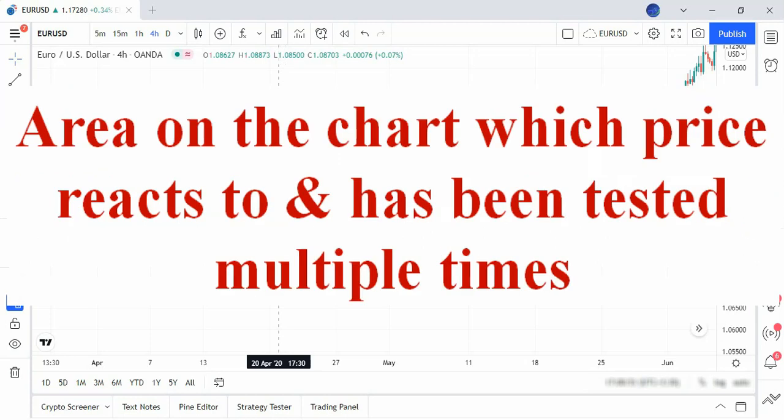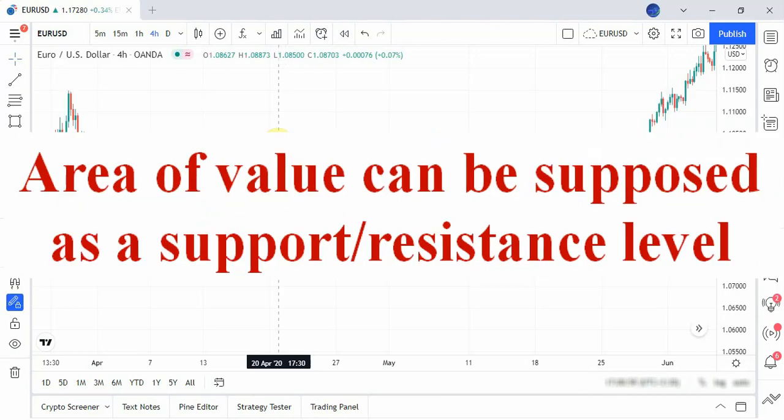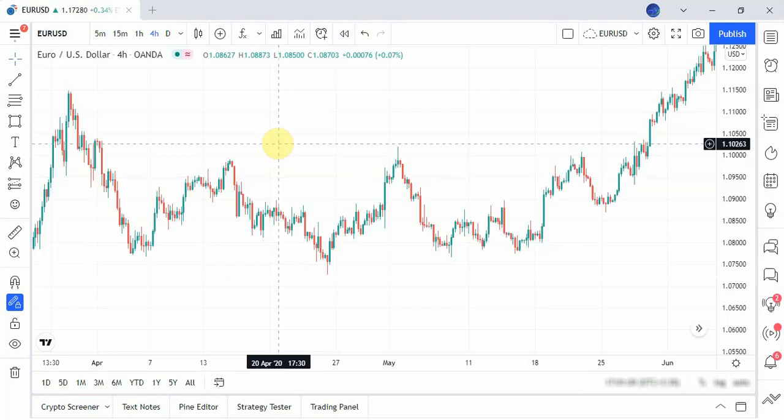What is an area of value? An area on the chart which price reacts to and has been tested multiple times is known as an area of value, and it can be considered a very strong support and resistance level.